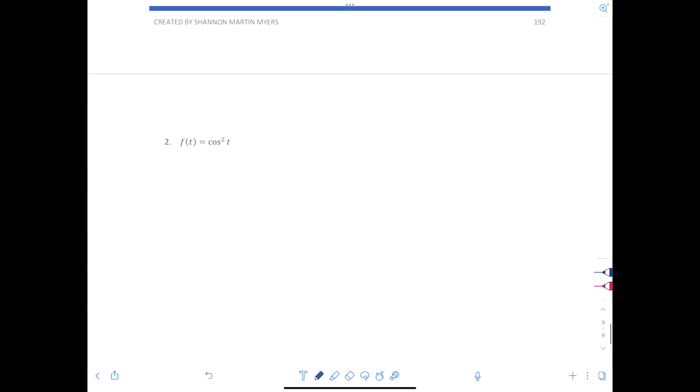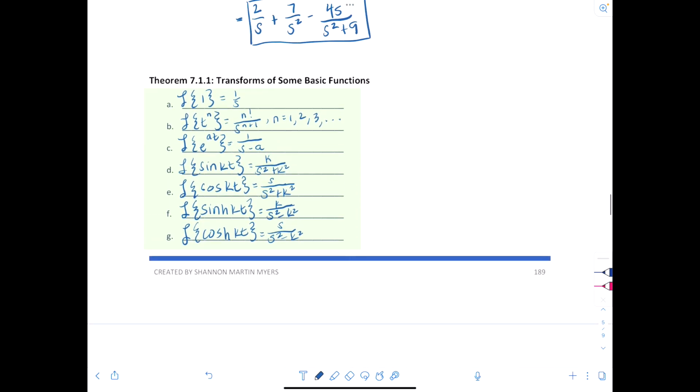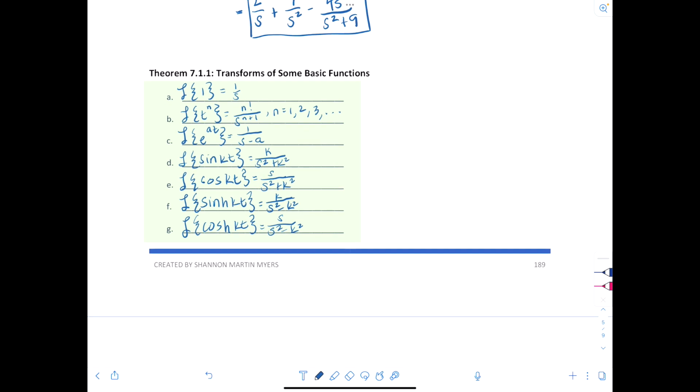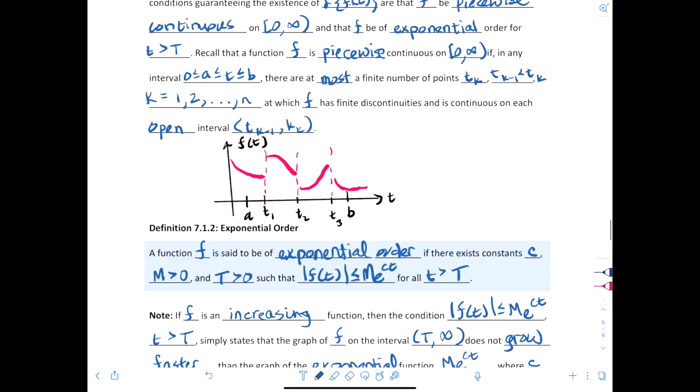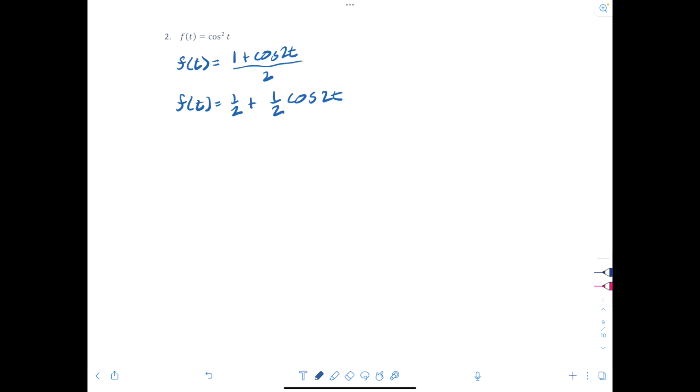All right. And now this one's a little trickier, right? We got to use a trig identity because we don't have anything in our list right here for cosine squared at something, right? We have cosine kt, which was s over s squared plus k squared. So let's work with that. In order to integrate cosine squared at t, you would have had to learn that this is equivalent to 1 plus cosine 2t over 2. So we can rewrite it as 1/2 plus 1/2 times cosine at 2t. So our k would be 2 for that cosine term.